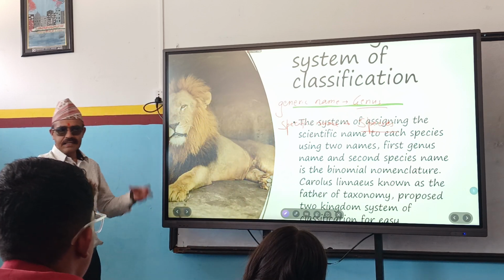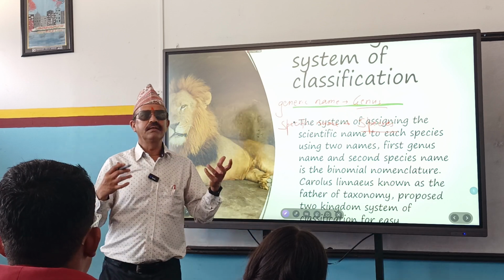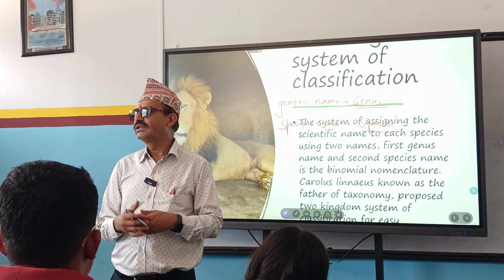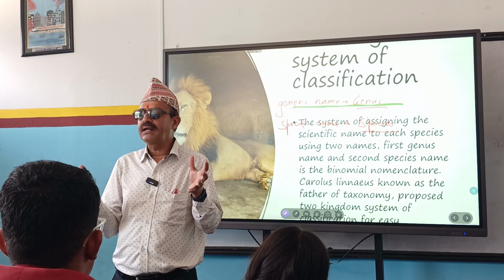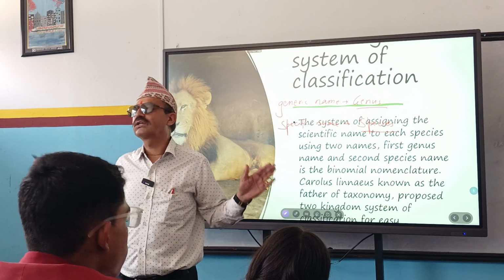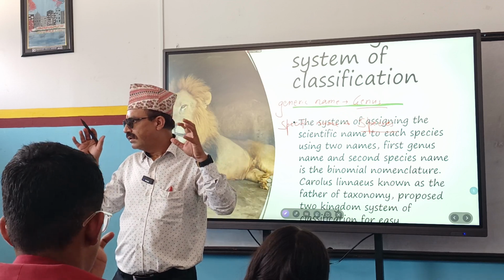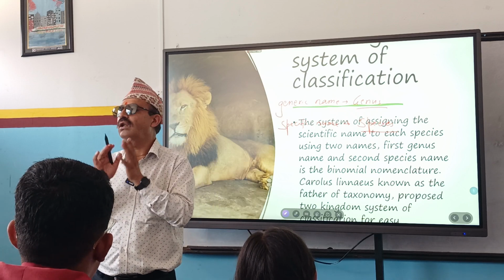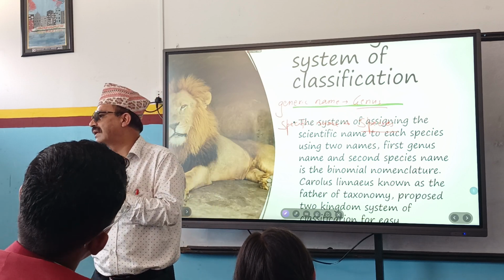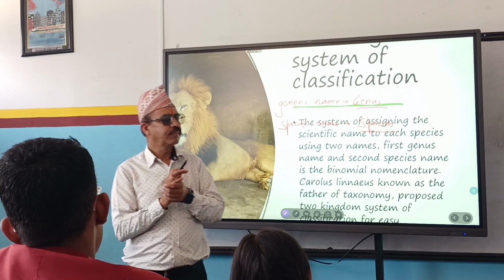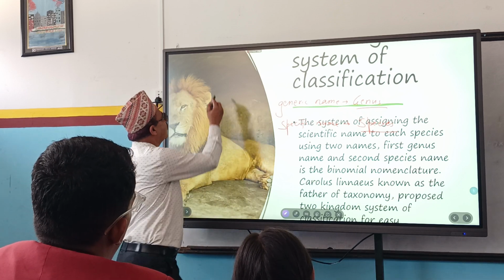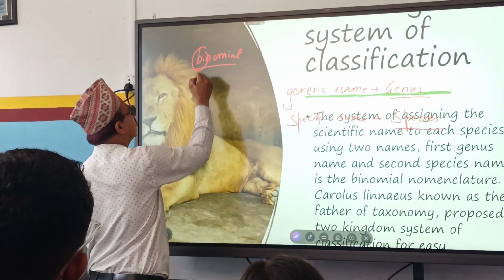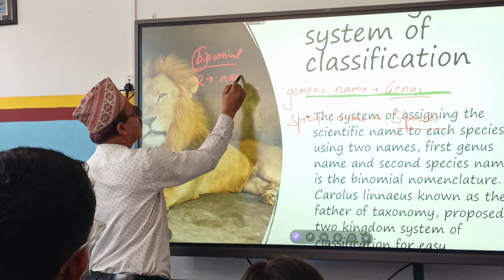Like, what is this? Lion. In English it is called lion. But in Hindi, what is it called? Singha. Singha, right? In Nepali, what did you say? Singha. In different languages it differs, but in science it doesn't differ. According to Carolus Linnaeus's style, we have to give two names. That is called binomial system of nomenclature. Bi means two. Nomial means names.